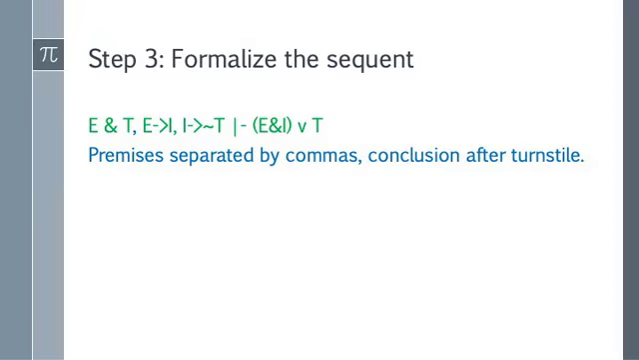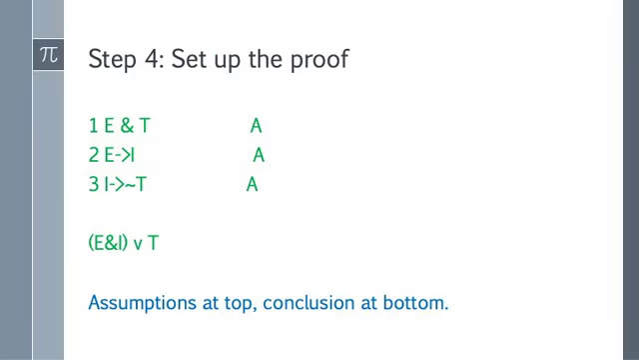So taking these pieces, we put them into our sequent. Remember, the premises come first, separated by commas, followed by the conclusion after the turnstile. So you have E and T, E arrow I arrow not T, and then the conclusion E and I or T. Next step, set up the proof.